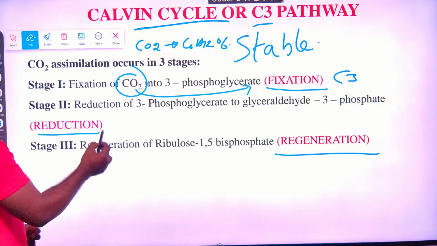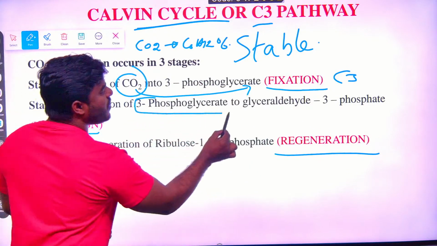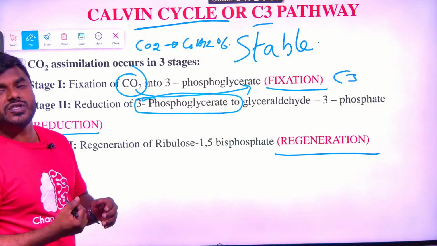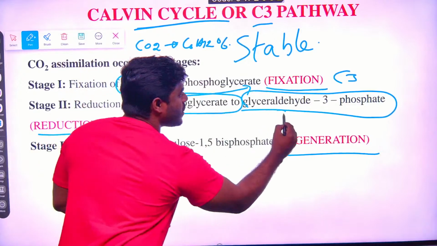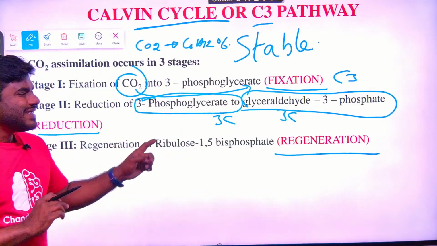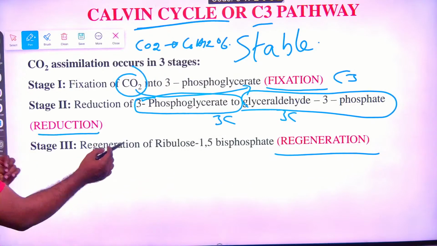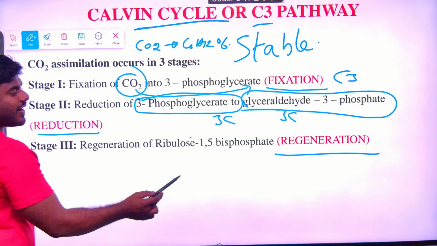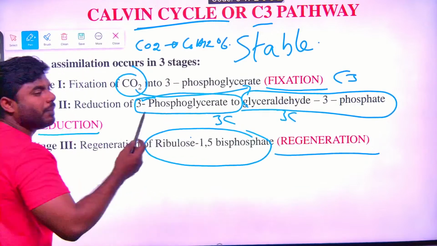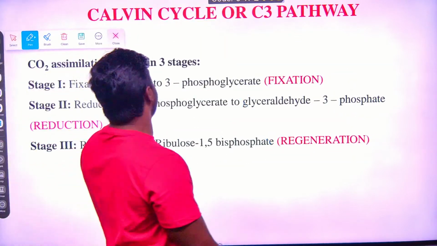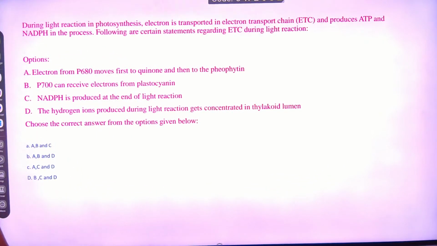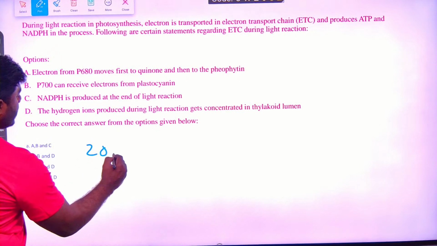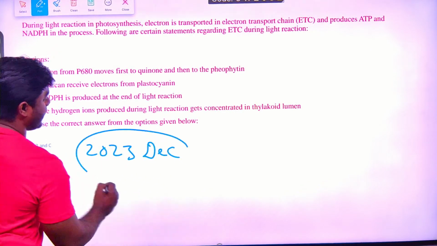Now that 3 carbon containing compound, which is called 3-phosphoglycerate, we are reducing into glyceraldehyde 3-phosphate. This is also 3 carbon, this is also 3 carbon. We just reduced it. Then finally we are regenerating something called RuBP. I'll explain step by step elaborately, just pay attention. Meanwhile, answer this question quickly, all the students. This question appeared in the 2023 December afternoon shift.